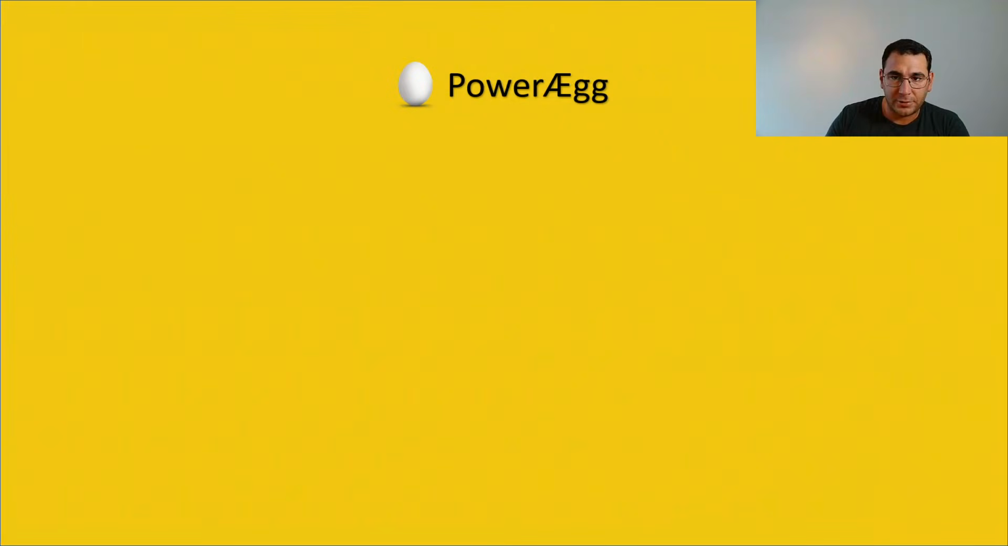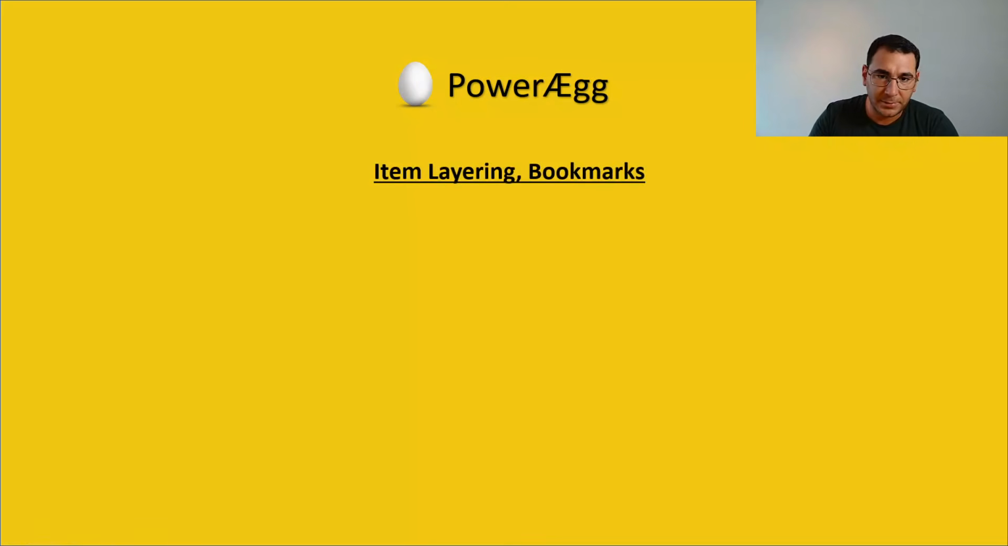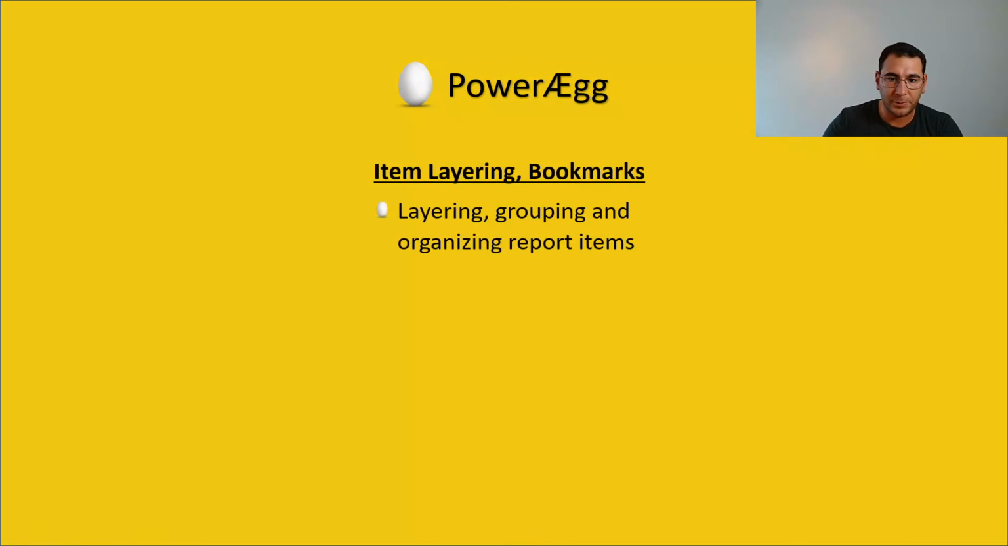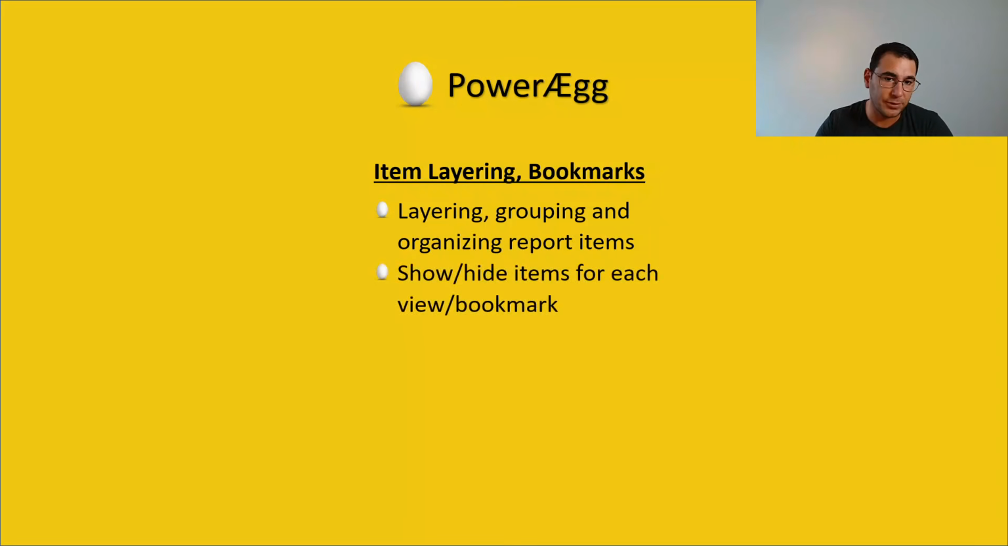Perfect. So let's start creating our item layering and bookmarks. We will layer and group the items, which we already kind of did, and organize them in the order that we need depending on the bookmark. And we will show and hide the items for each view and bookmark depending on what the user needs.